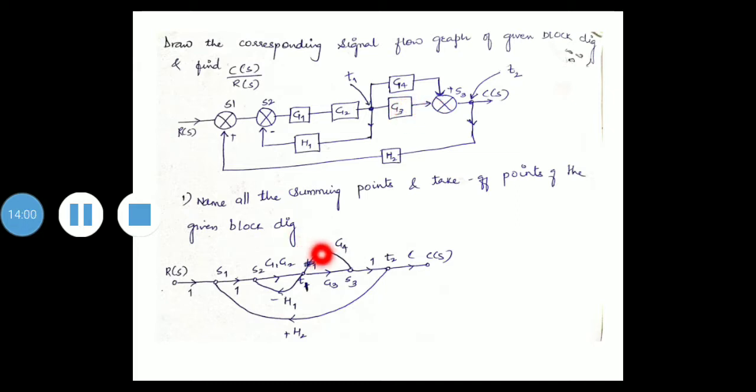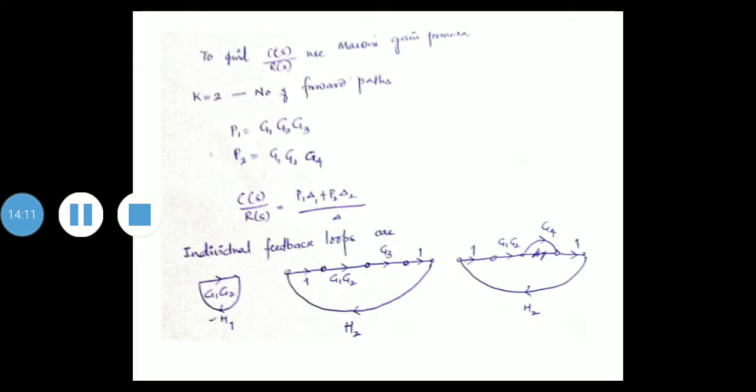So T1 to S3 is denoted by G3. From S3 to T2 we have 1. Okay, so this is how to draw the signal flow graph. Then to find C of S by R of S, use Mason's gain formula.